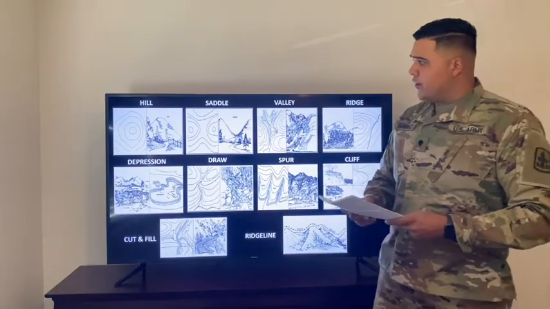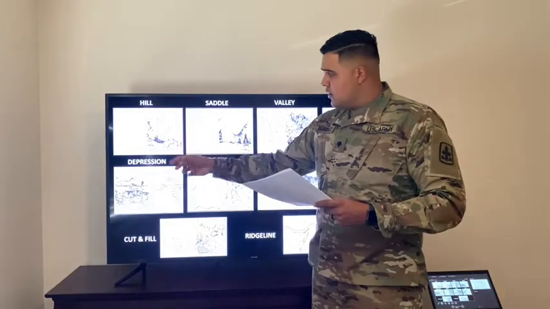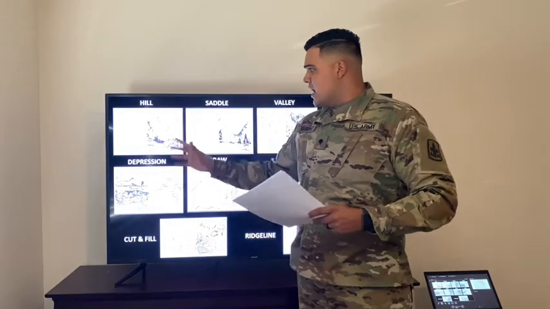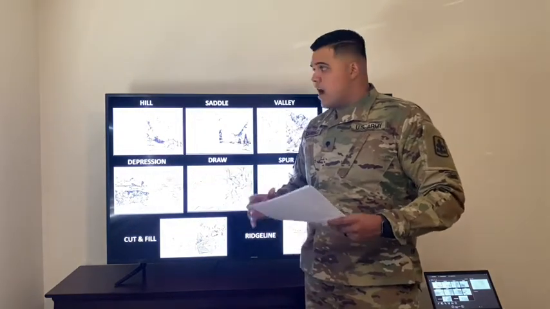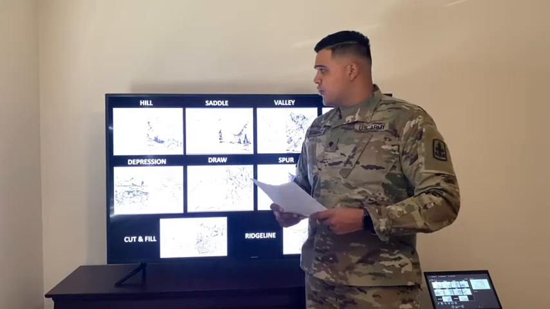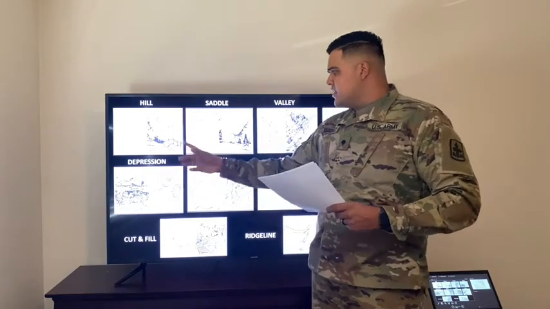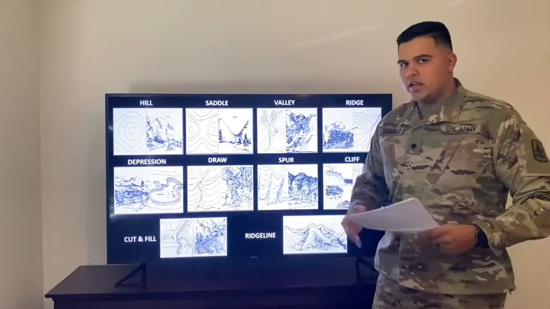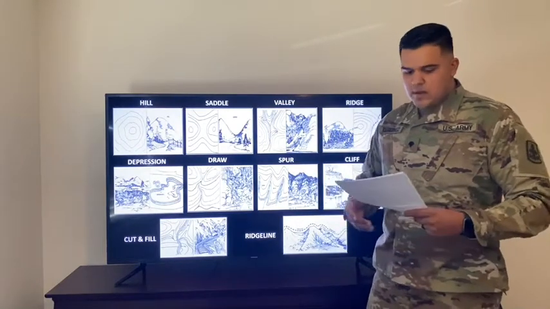So the first one we'll be going over today is a hill. On each of these, there's going to be what you see when you actually get down and you're walking and going through the terrain, to make it a little bit easier to help you identify what you're looking for on a map, so you can get a visual for some of you visual learners.